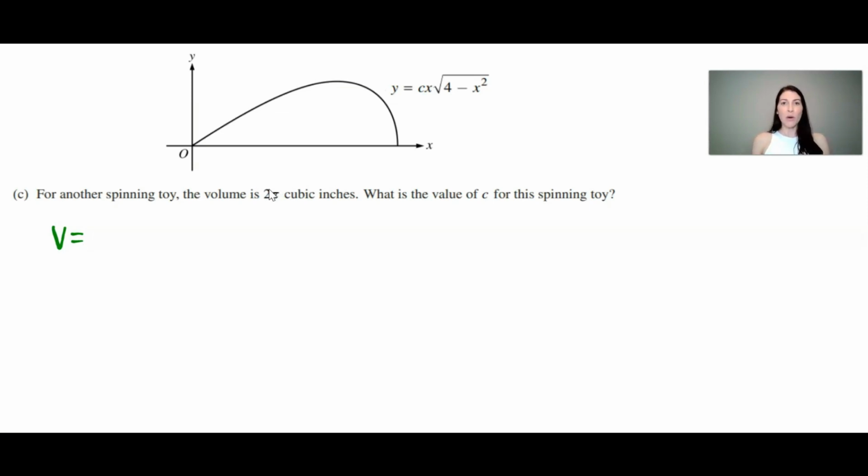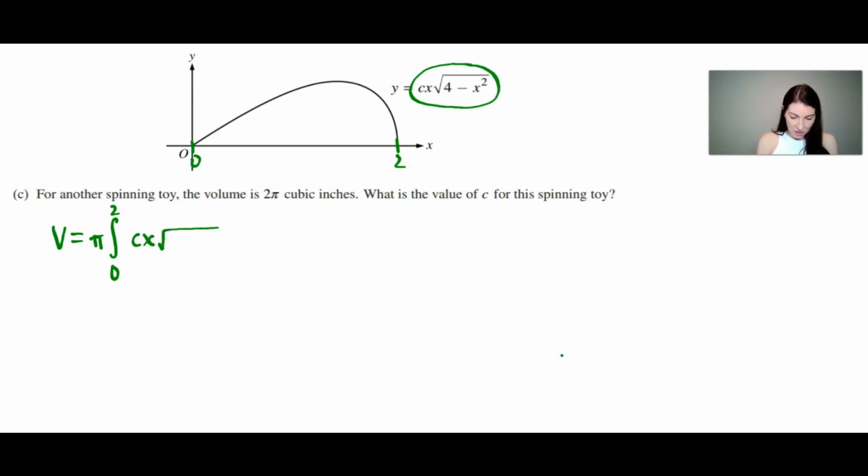So to find the volume, we are going to add up an infinite amount of disks between 0 and 2, because in part A, we calculated that 0 and 2 were these intersection points. Because we're adding up an infinite amount of disks, we're adding up an infinite amount of circles. So our formula is going to be pi r squared, where the radius is this function right here. So it's going to be pi and then c x square root of 4 minus x squared, squared. There's our pi r squared.